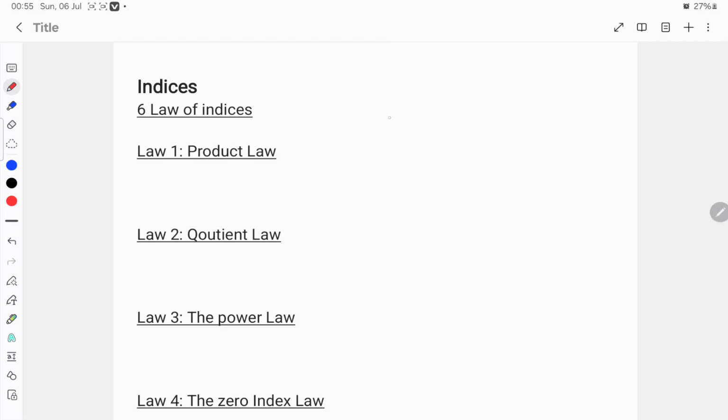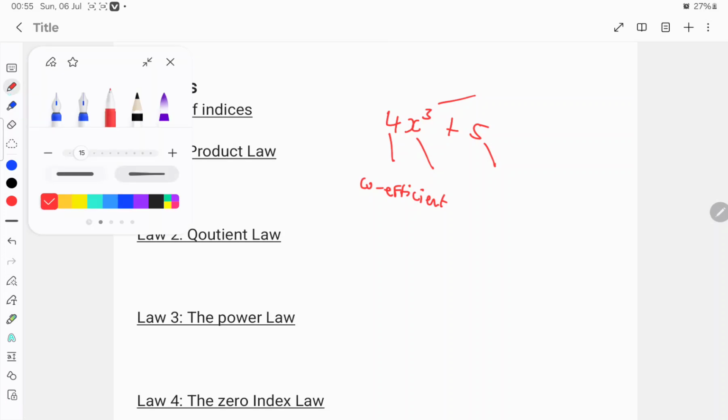We have this expression. Let's say I have 4x power 3 plus 5. Do you still remember how to label this 4, x, 3 and 5? So we know that the 4 is a coefficient.